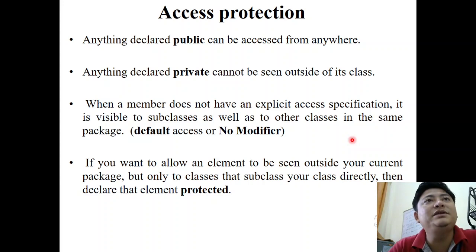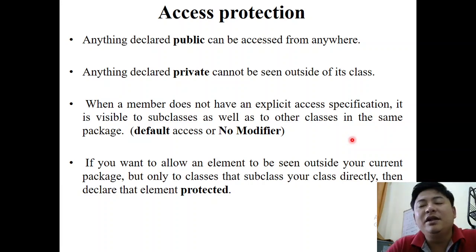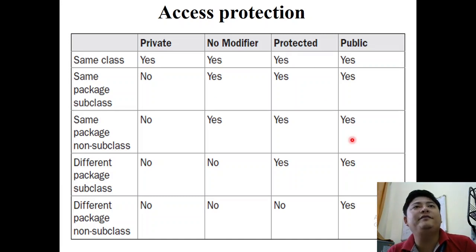So these public, private, default, and protected are the access specifiers that define the visibility of the variable. Visibility means where all that corresponding variable is seen. So this is a very important chart that will describe all the different kinds of visibility.